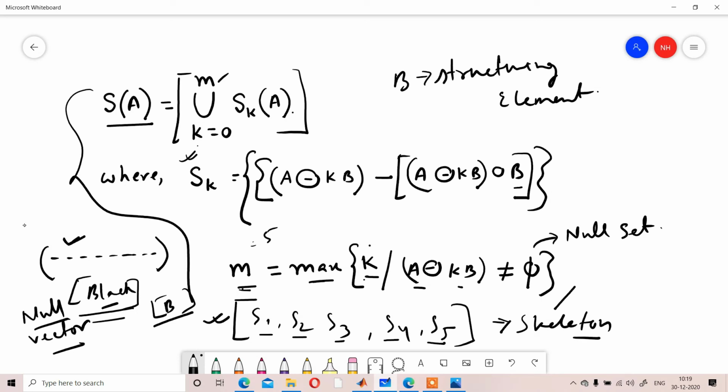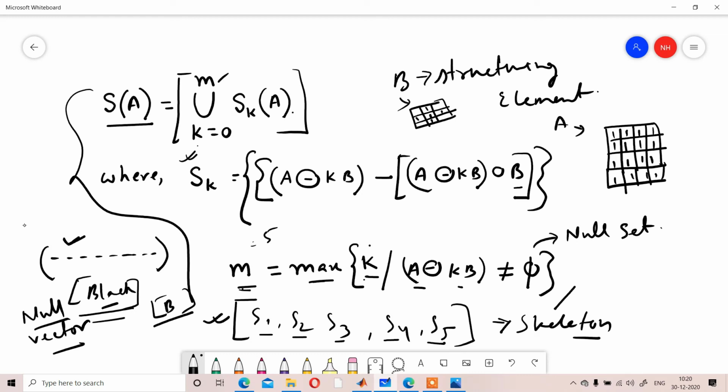What is the structuring element doing? It is eroding. So suppose I have an image like that, completely white. Now the structuring element is given, suppose any structuring element, this one.